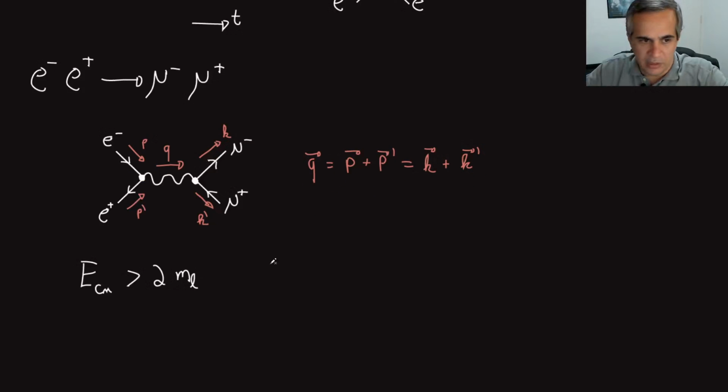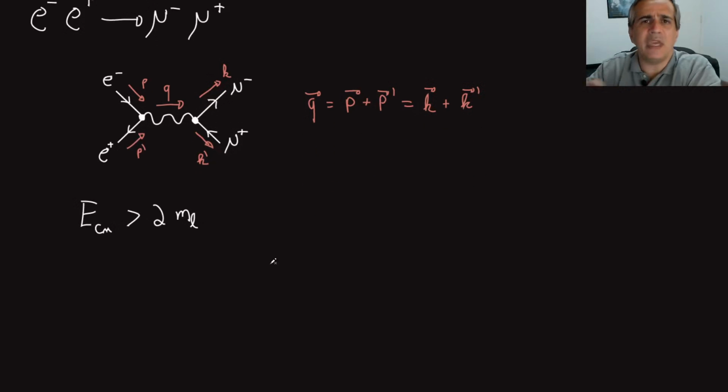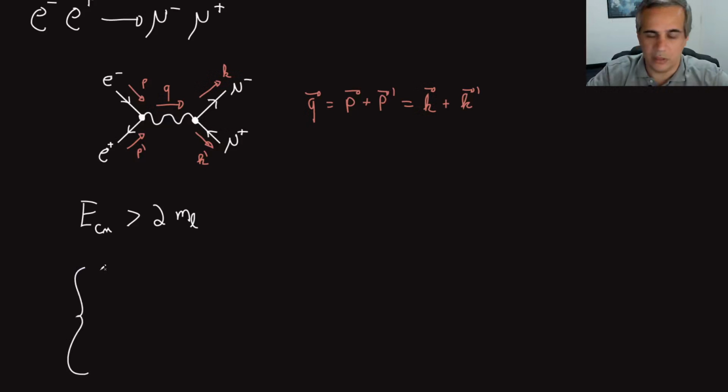So I have a few possibilities, and I'm ignoring quarks here. I'm thinking only about leptons, because I could also produce quarks here. Quarks have charge, so I can use electron-positron to produce quarks. But thinking only of leptons, if the center of mass energy is smaller than twice the mass of the muon, the only possible final state is this.